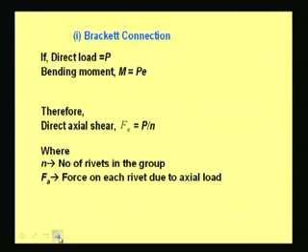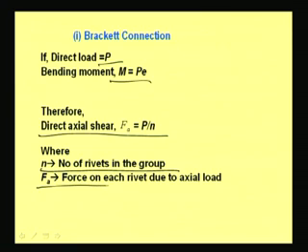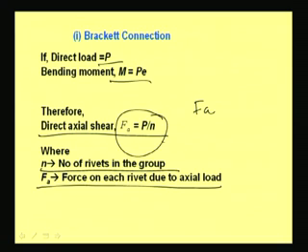If the direct load is P, then the bending moment we can calculate as M is equal to P into e, and the direct axial shear on the rivet will become P by N, where N is the number of rivets in the group, and Fa is the force on each rivet due to axial load. So, Fa, whatever we have shown earlier, is the force on each rivet due to axial load, and N is the number of rivets in the group. In this way we can find out the direct axial shear, which is called Fa. So, this is one, and now we have to find out Fm.